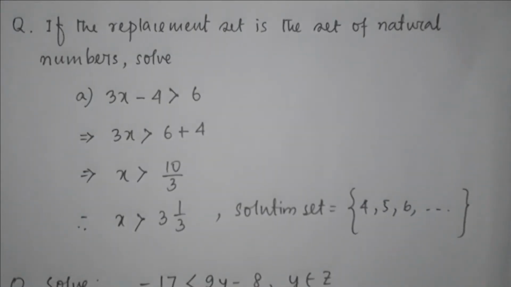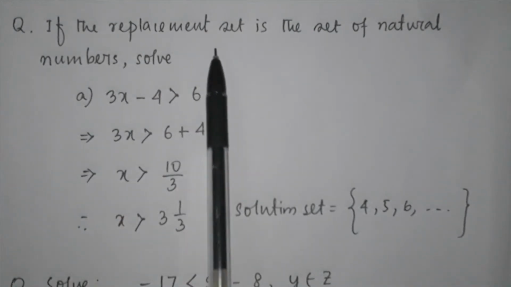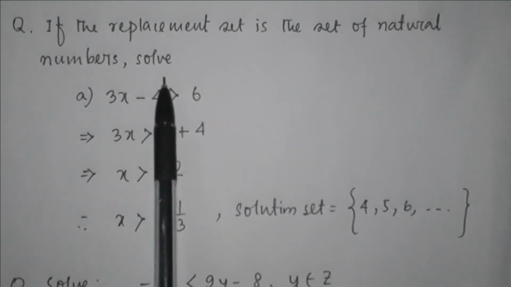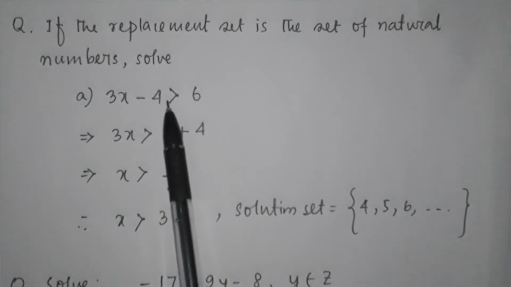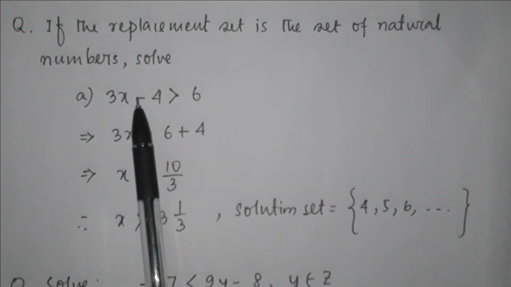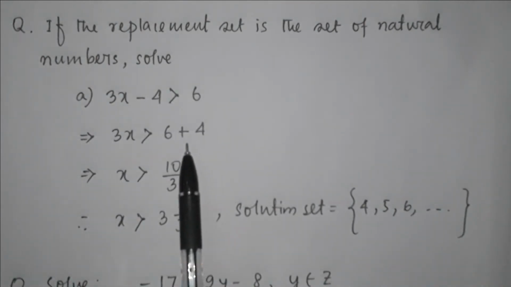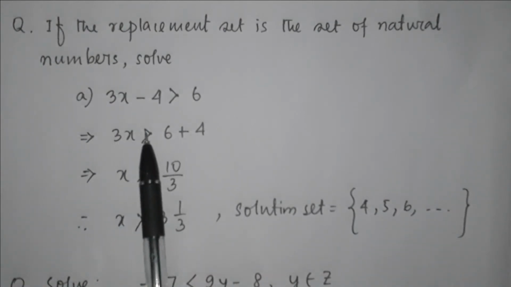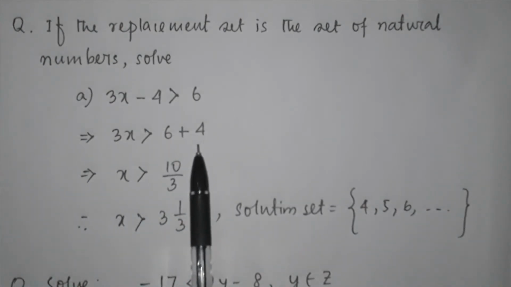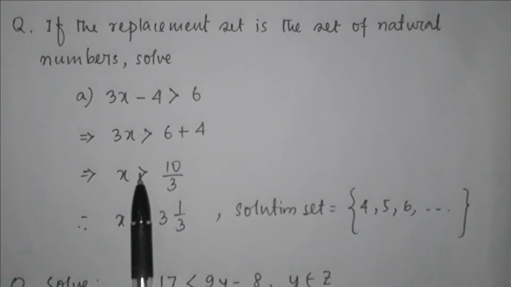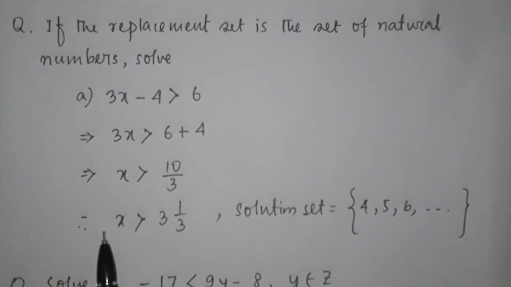Let us take the first sum. If the replacement set is the set of natural numbers, solve 3x minus 4 greater than 6. So first we take this minus 4 to the other side, it will become plus 4. So 3x is greater than 6 plus 4, that is 10. So x is greater than 10 by 3. That means x is greater than 3 1 by 3.